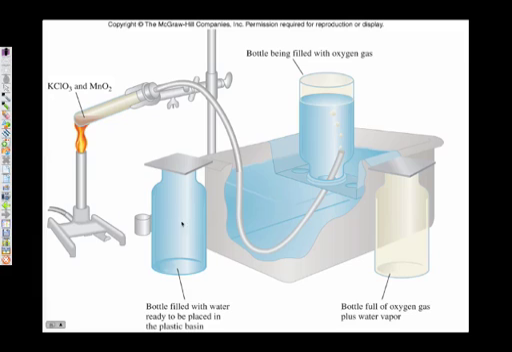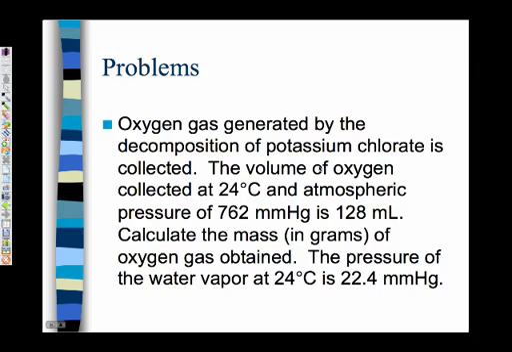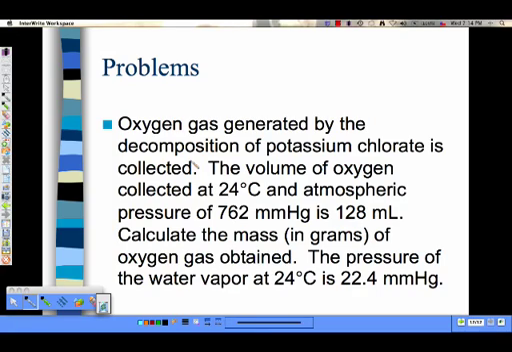Here's an apparatus. If you have this, they're bubbling off gas. The gas will move through here, and then it will bubble up through this jar, and it begins to fill up with gas. You're going to have to use your books a little bit for a chart. Page 152. There's a table in the bottom left-hand corner that gives you the pressure of water vapor at different temperatures. It will depend on what temperature the gas is at.